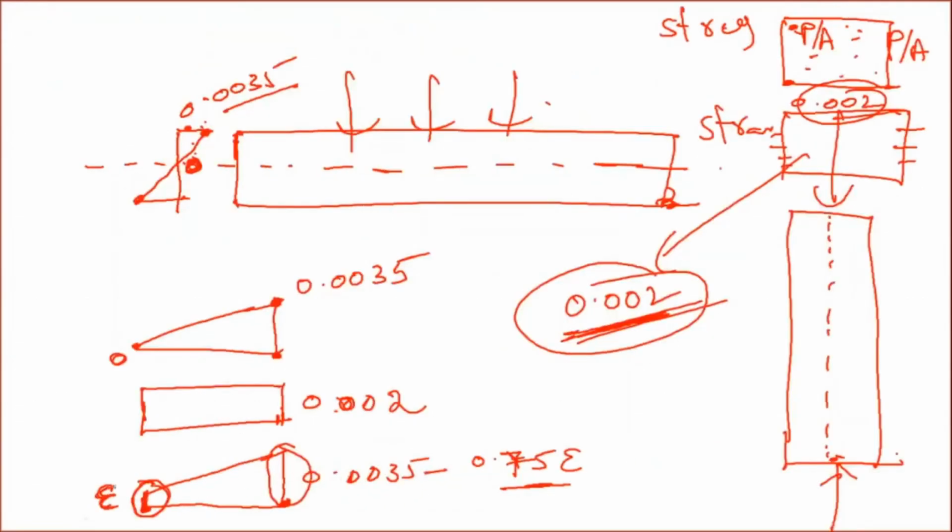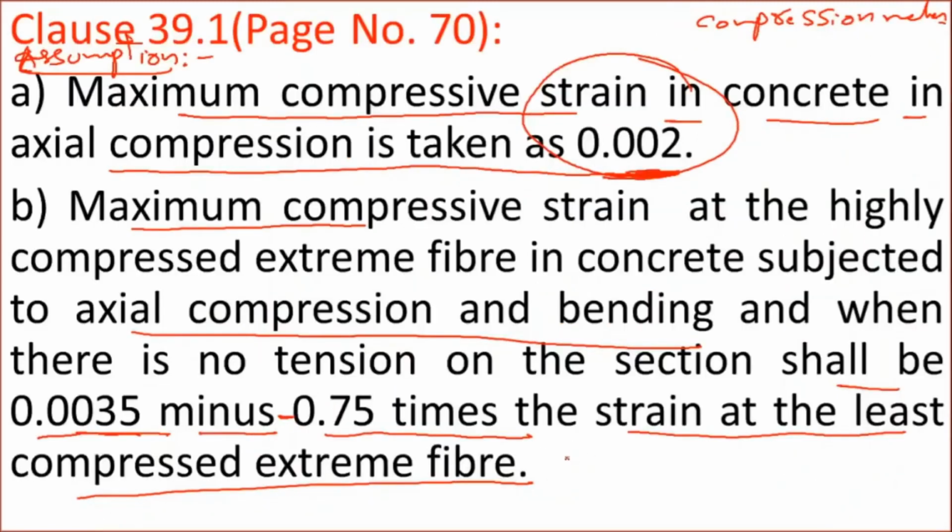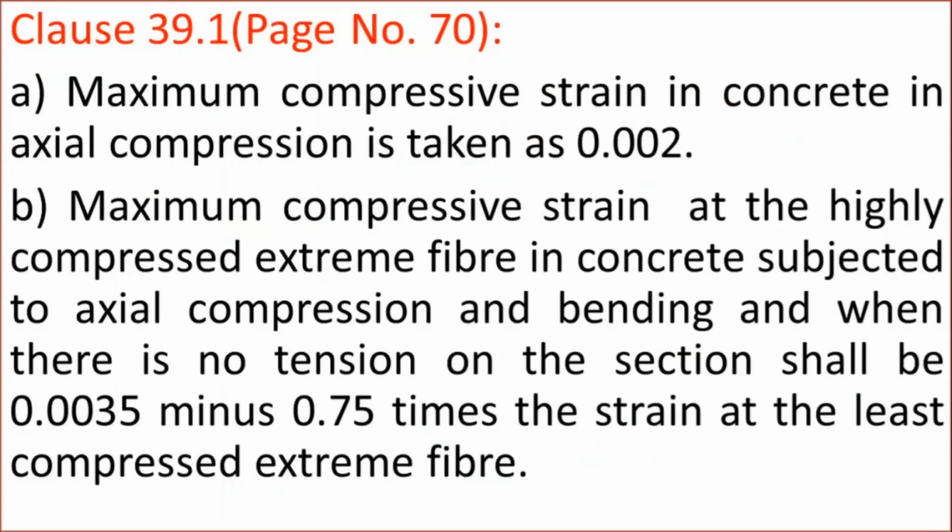So at the least compressed fiber, strain is epsilon, so at this point strain is 0.0035 minus 0.75 epsilon. So these are the two assumptions we have to consider while designing axial compression members. These are some of the important clauses in section 5, and the remaining clauses of section 5 we will see in the next video.